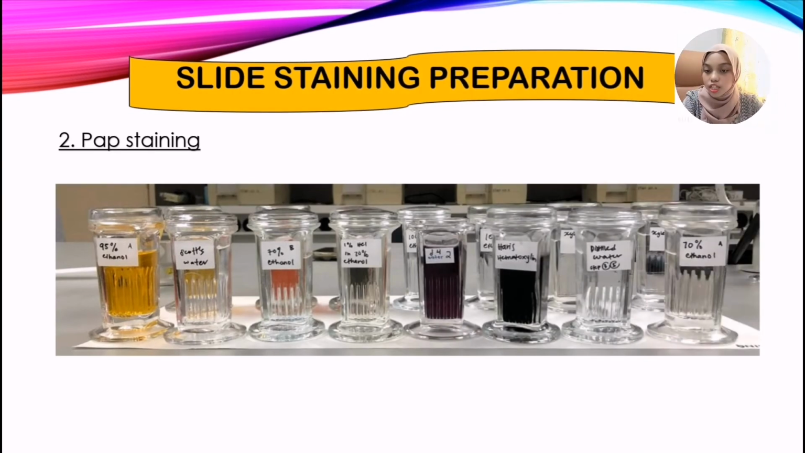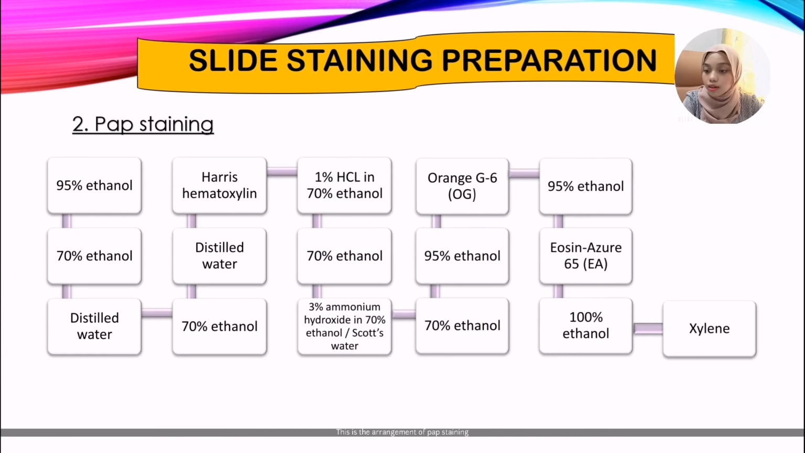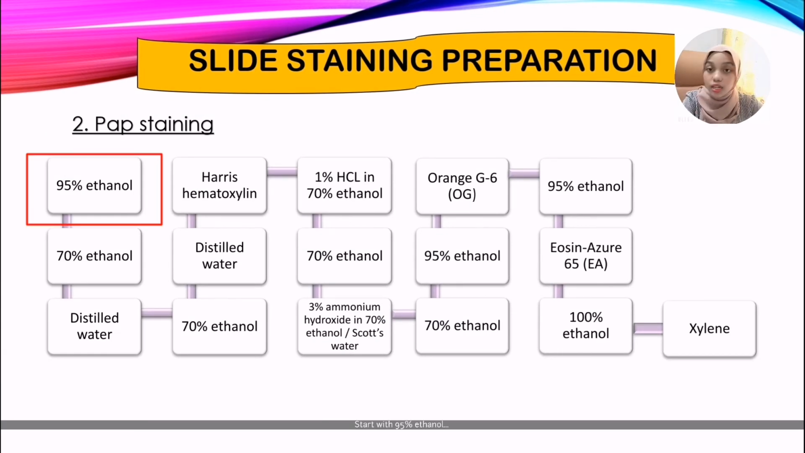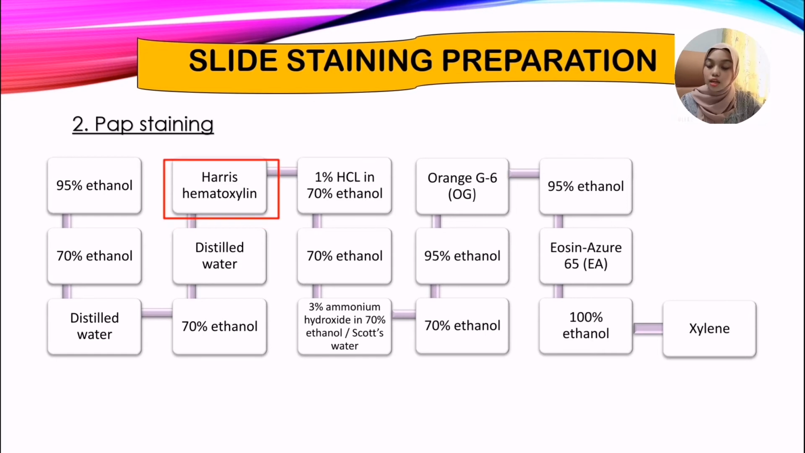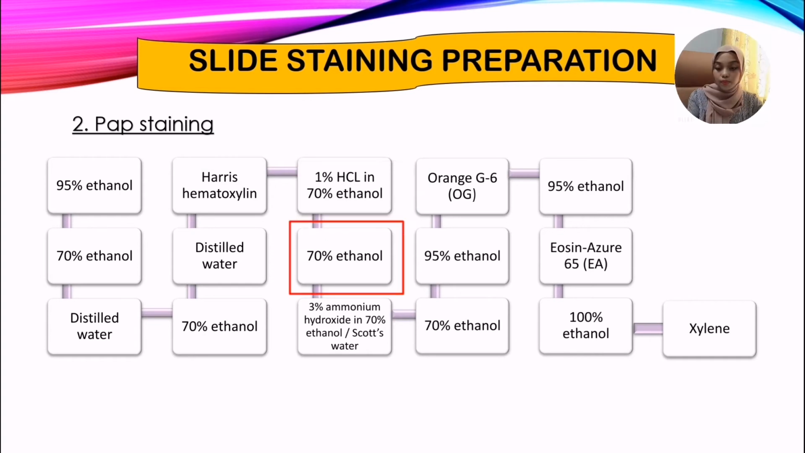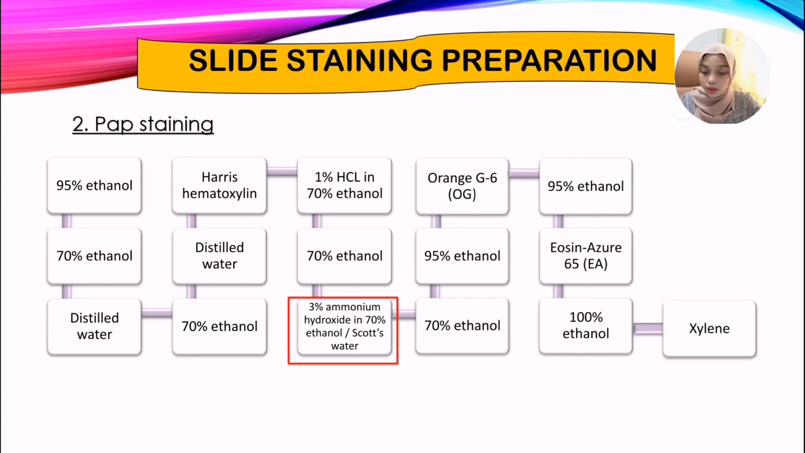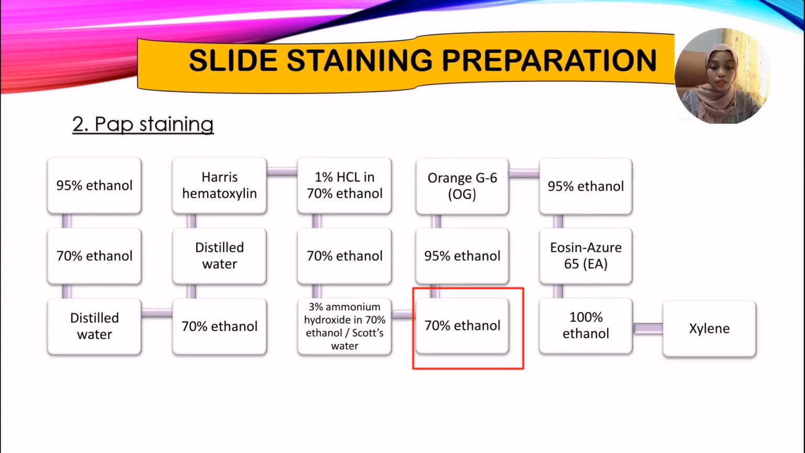This is the arrangement of pap staining. Start with 95% ethanol, 70% ethanol, distilled water, 70% ethanol, distilled water, Harris hematoxylin, 1% hydrochloric acid in 70% ethanol, 70% ethanol, 3% ammonium hydroxide in 70% ethanol, or we can use Scott's water. Then proceed with 70% ethanol, 95% ethanol, orange G6, which is OG, then 95% ethanol, eosin azure 65.